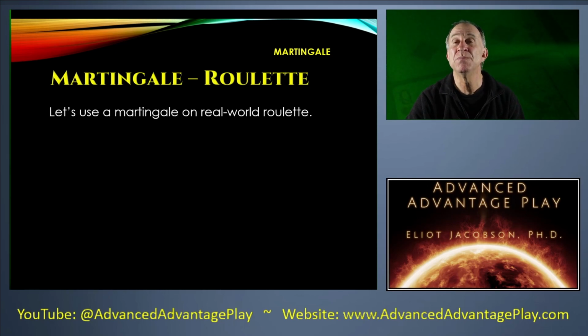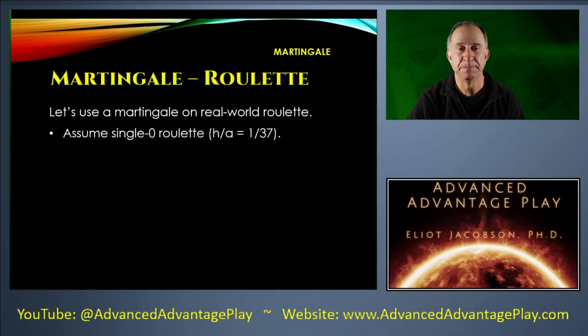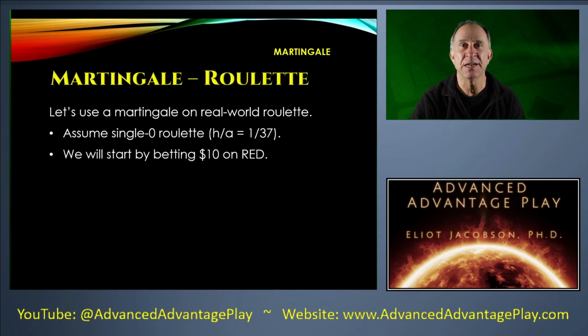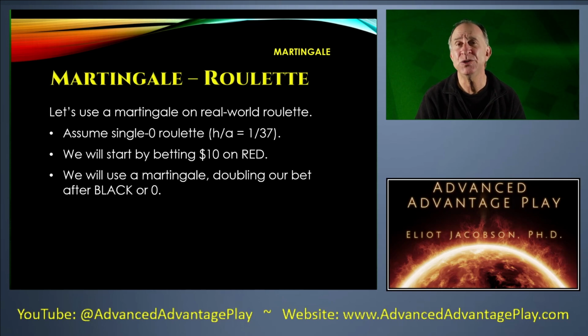So let's use a martingale on real world roulette. We're gonna assume that we're playing single zero roulette. Well, let's give the player the best possible possibility of winning. And we're going to start with a normal wager, $10 on red. And we will continue to double our wager after every time the spin comes up either black or zero.